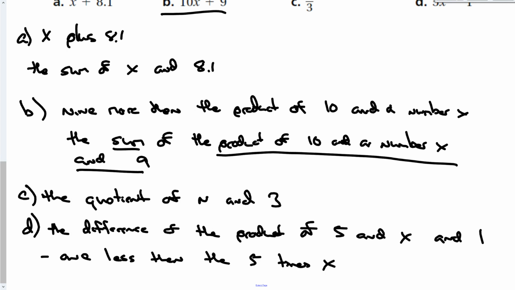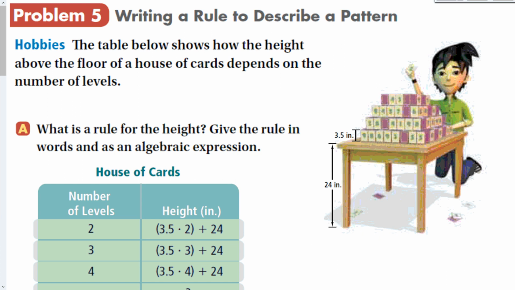So let's finish this up with seeing how we can use words or algebraic expressions to write mathematical rules that describe some sort of real-life pattern in this word problem. So problem 5, we're going to write a rule to describe some sort of pattern. The table below shows how the height above the floor of a house of cards depends on the number of levels. So look at the picture over here on the right.